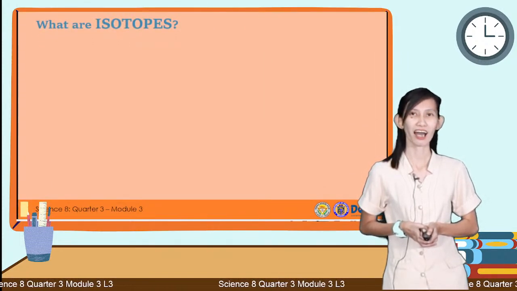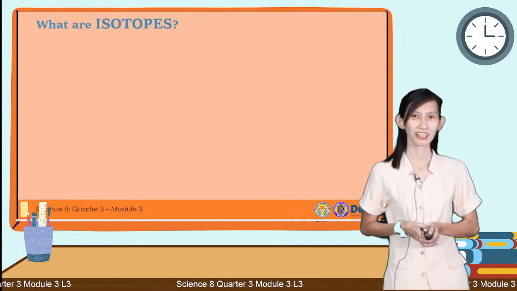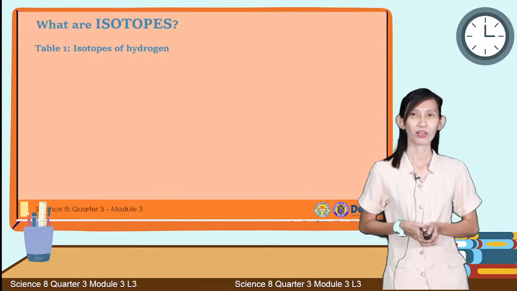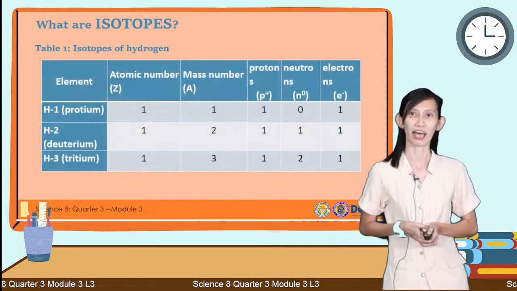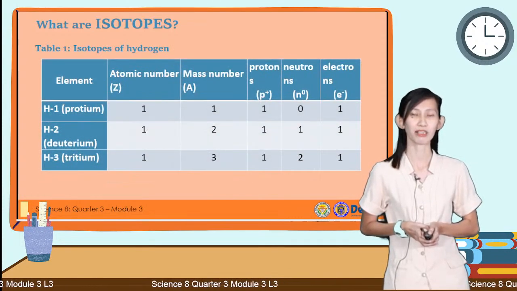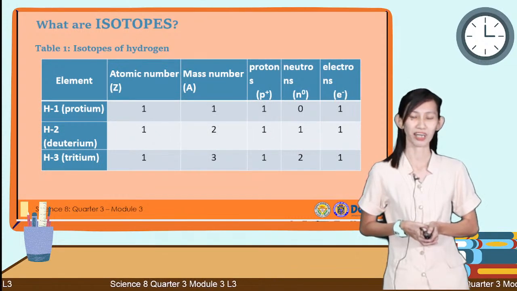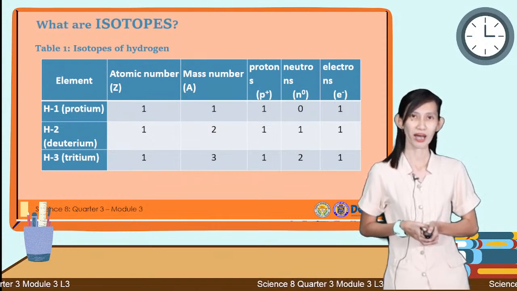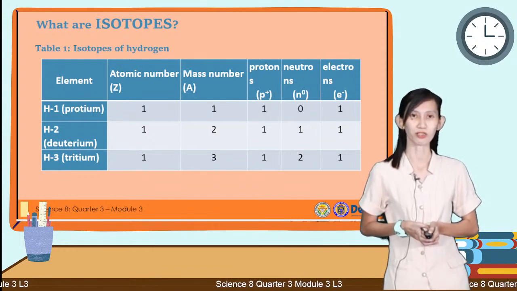What are isotopes? Isotopes are the atoms having the same atomic number but with different mass number. Notice the table on isotopes of hydrogen. The elements H1, H2, and H3 are all different in mass number, and also they are different in neutrons. What makes the 3 isotopes of hydrogen different from each other?